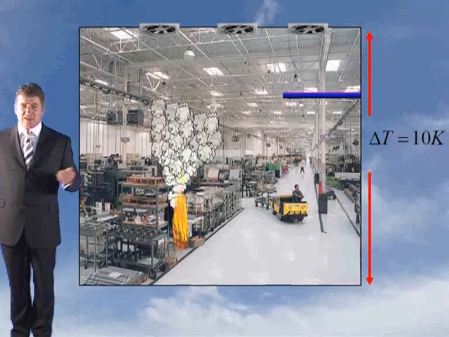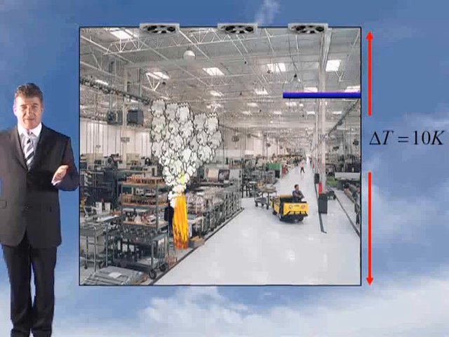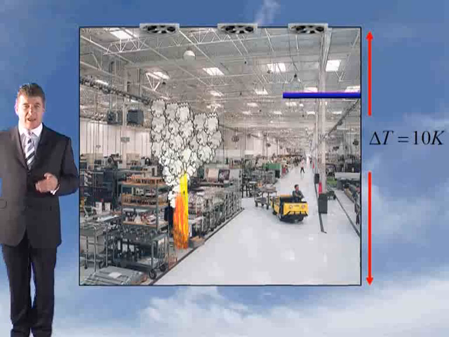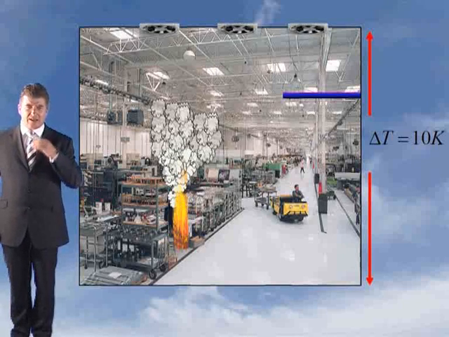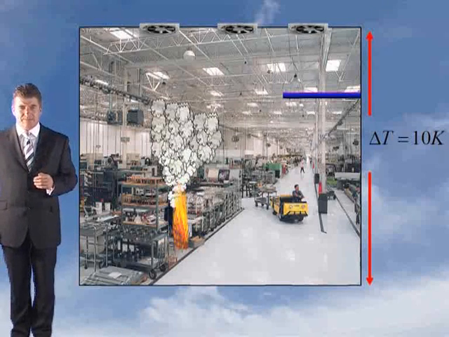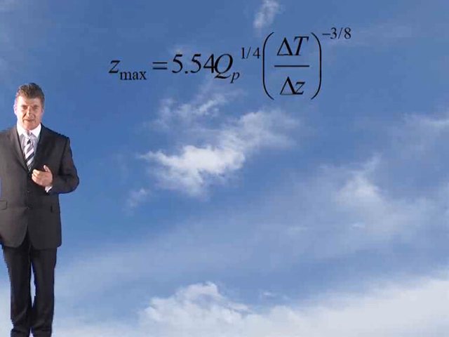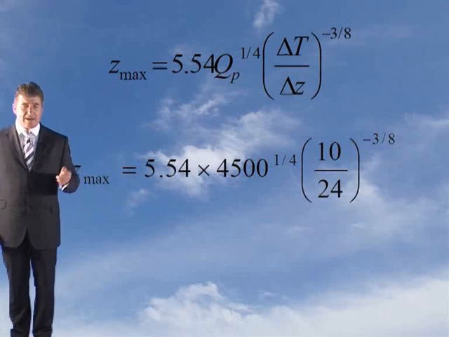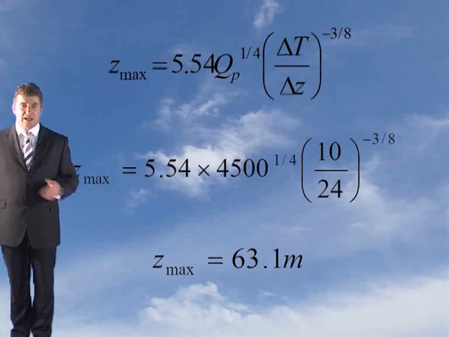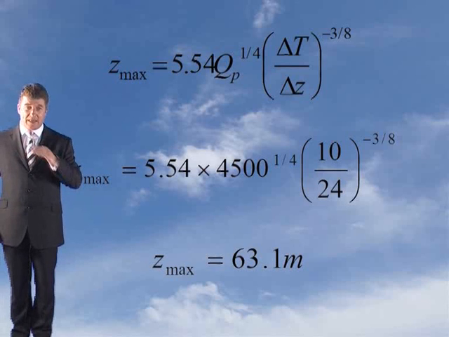Now to do this we need to determine the temperature difference between the higher and lower levels. Let's assume we take temperature readings and identify that the difference between high and low level is 10 degrees. That's what we work out, a delta T of 10 degrees. And your delta Z, we know that's 24 metres. If you put them in the Z max formula, you'd have got a Z max of 63.1 metres. So that's the height that the smoke can get to without stratifying.